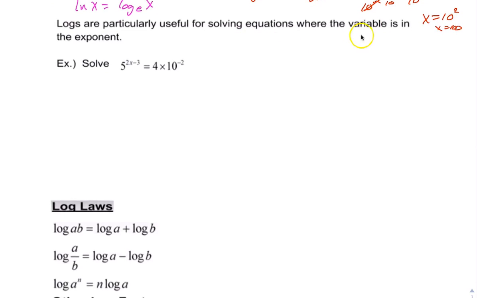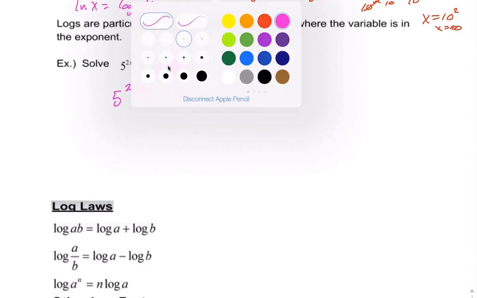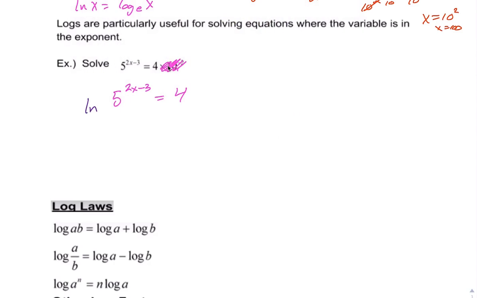Logs are particularly useful for solving equations where the variable is the exponent. So something to this effect: 5 to the 2x minus 3 equals 4. Otherwise, I can solve it without a log. Then we're going to take the log of both sides. I actually like to take the natural log of both sides, it's a little shorter. Bring that to the front. So you get 2x minus 3 times natural log of 5 equals natural log of 4.